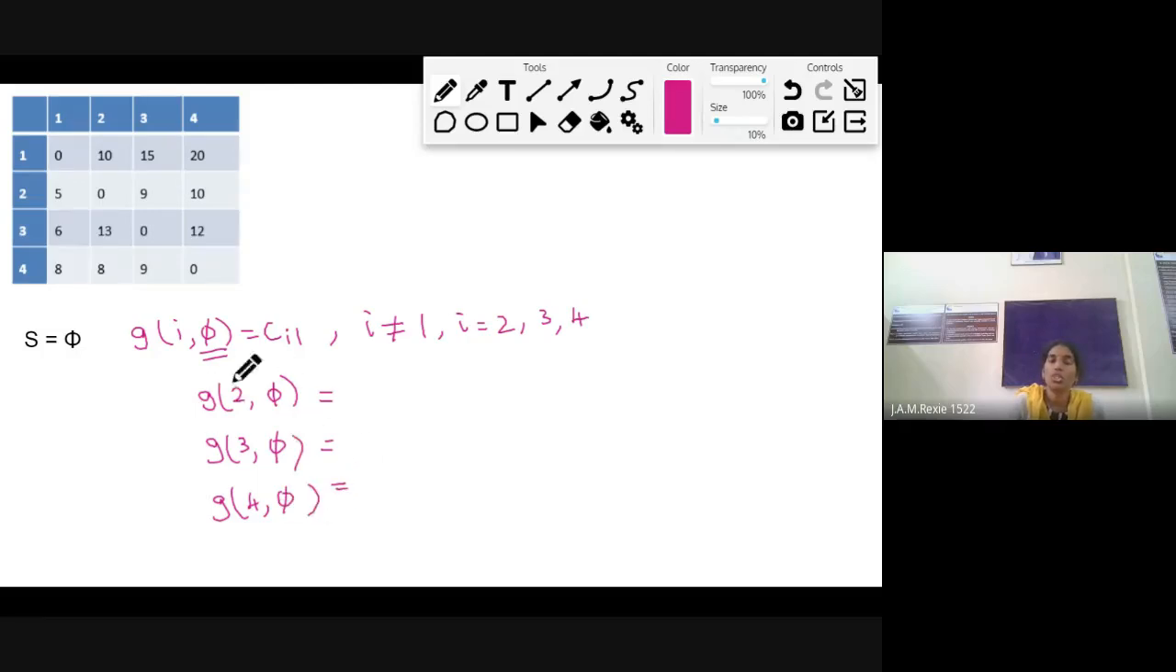Okay. So G of 2 comma null will be C of 2 1, G of 3 comma null will be C of 3 1, and G of 4 comma null will be C of 4 1. What is 2 1? 2 1 is 5. What is 3 1? 6. 4 1 is 8.